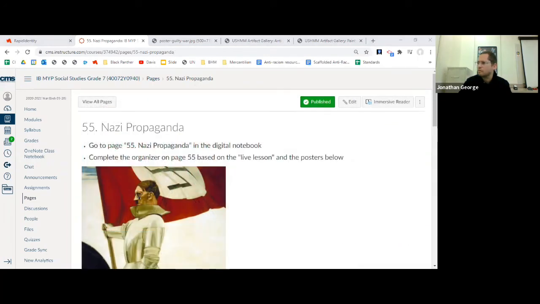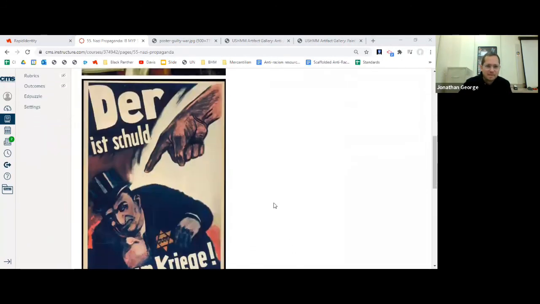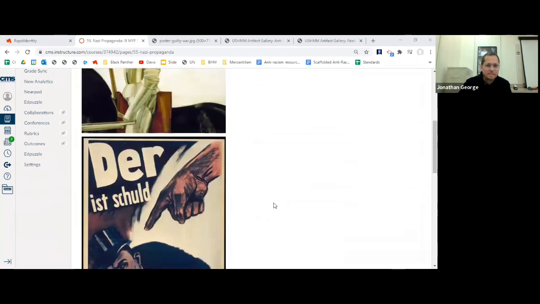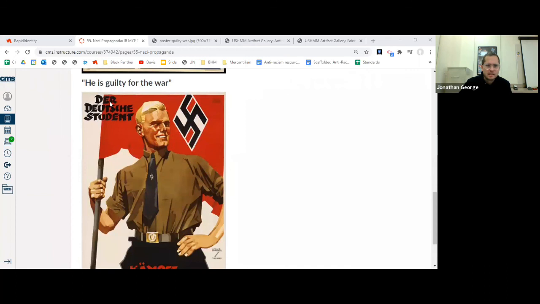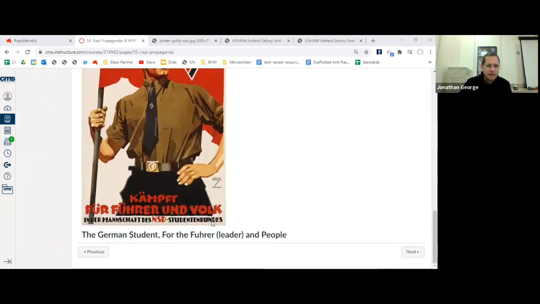All right, so hopefully y'all are done with the Ticket Out the Door. I added some captions there. This first one says, He is guilty for the war, and then this one kind of just says the German student, and then for the Führer, the leader and people. I think that's kind of what is happening here. I'm not exactly sure. It looks like maybe student something. I don't know exactly what that says, but you can maybe do a little Google Translate.